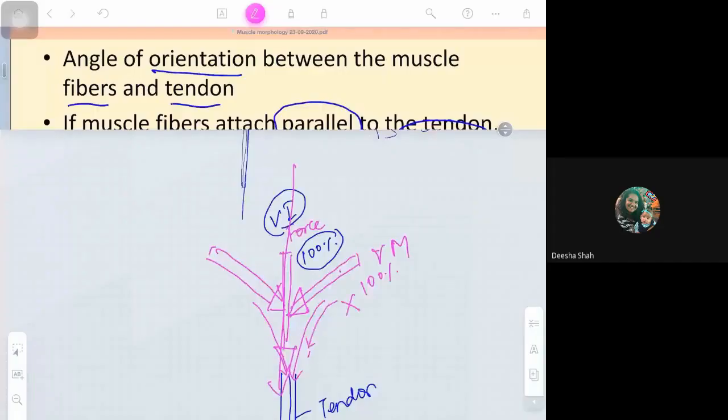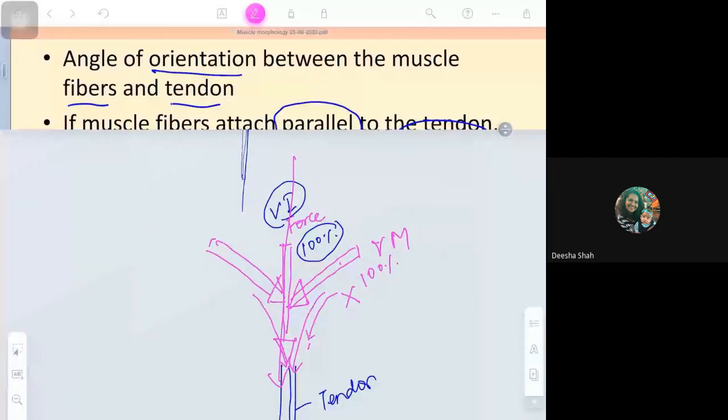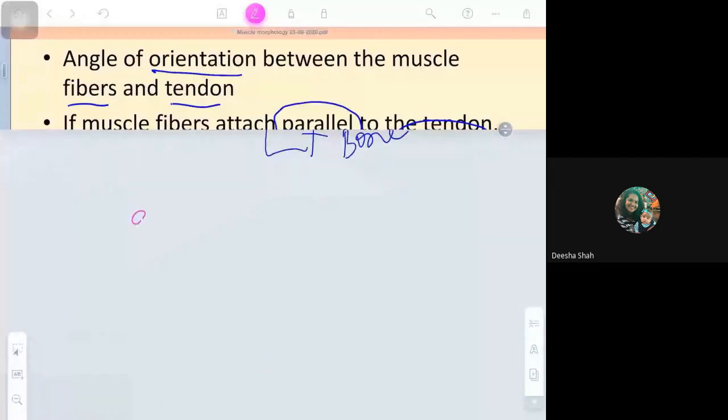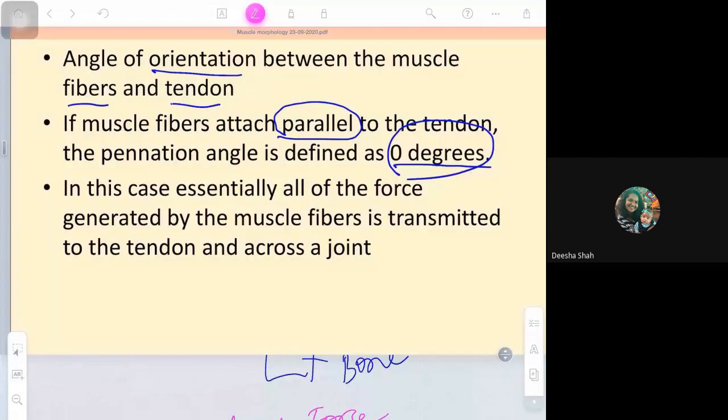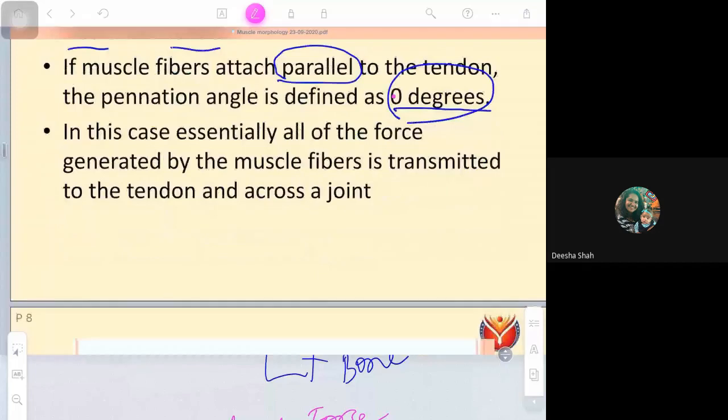Clear? So the amount of force transmitted depends on the pennation angle. Clear? So the amount of force transmitted to the tendon depends on the pennation angle. Now you listen. In this case, if it is 0, all the force generated by the muscle fiber is transmitted to the tendon and across the joint.